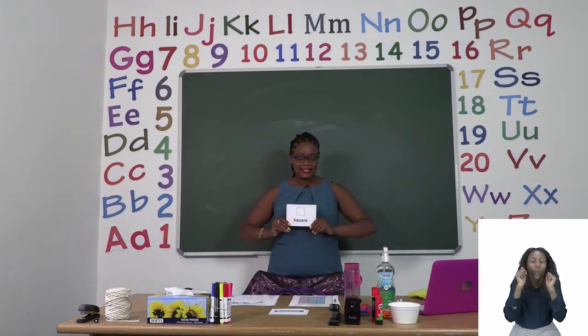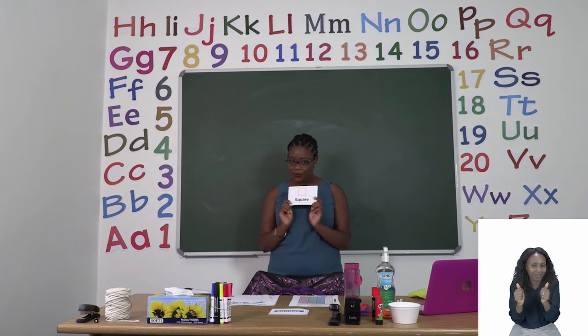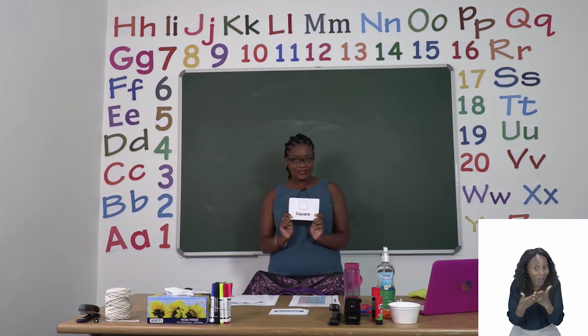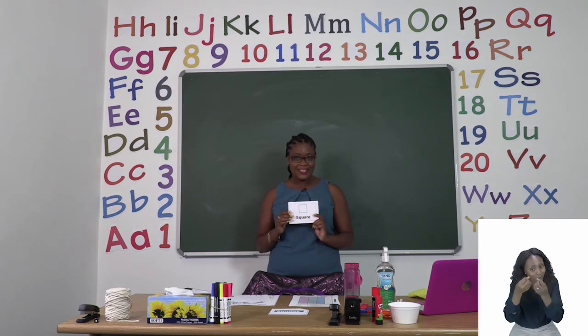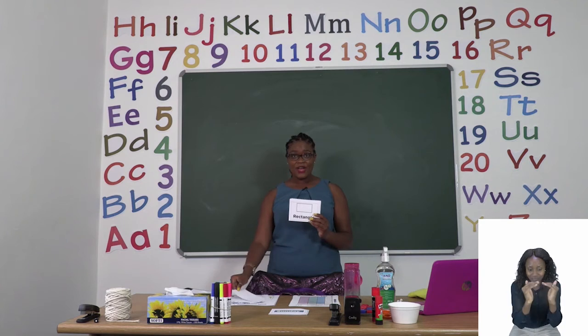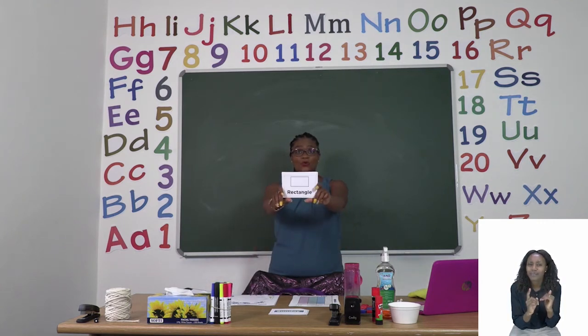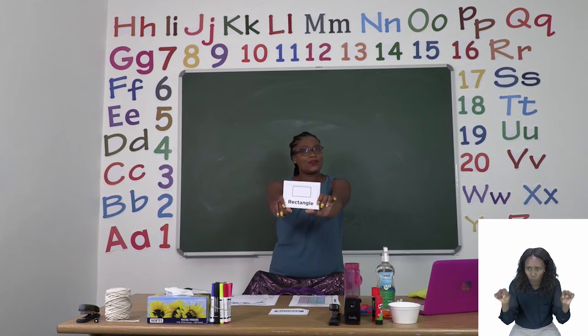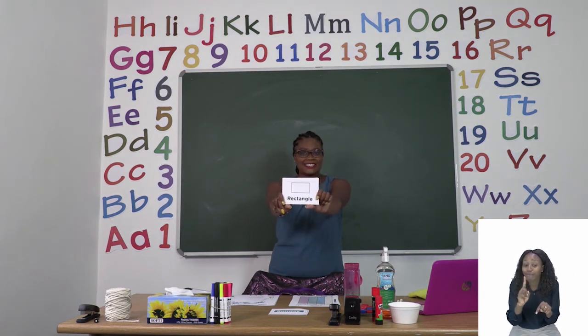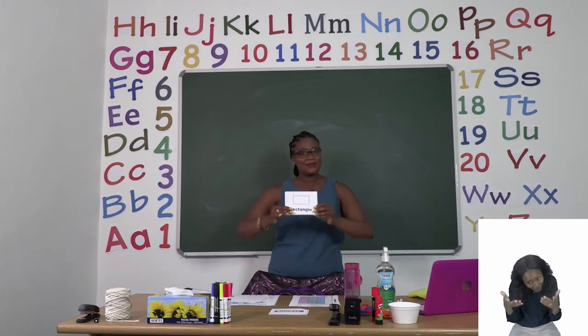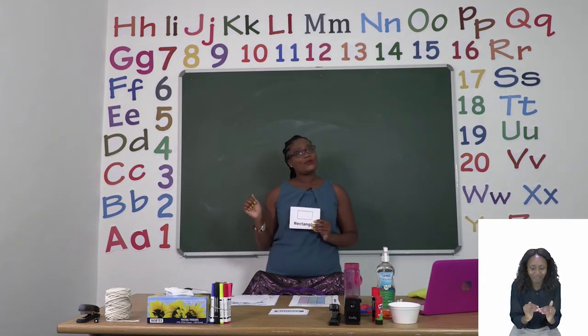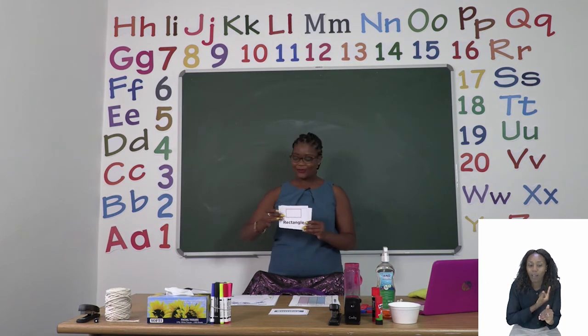Good job. Now, I'm not going to help you with the sides or the corners, but I'll definitely help you with the names of the shapes. The next shape that we have in our booklet is a rectangle. Everybody, let's say rectangle. Very good. And you can see how many sides and how many corners it has. Let's move on to the next one, because this one you are going to count by yourself.